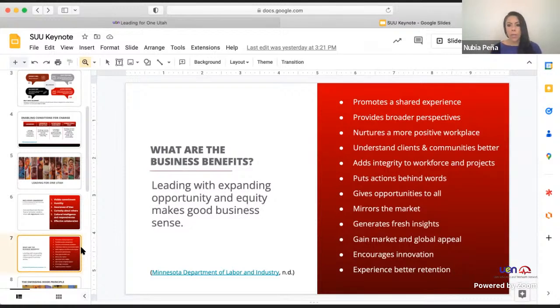It mirrors the market. It gives opportunities to everyone. It generates fresh insights, gains market and global appeal, encourages innovation, and we experience better retention. We see brand loyalty, but also people want to work for organizations where they see consistency, transparency, and a level of engagement that allows them to feel like their thoughts and ideas are valued. So this is also about developing and maintaining a high quality workforce.